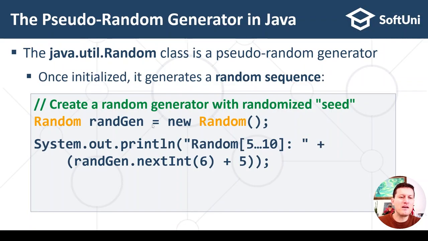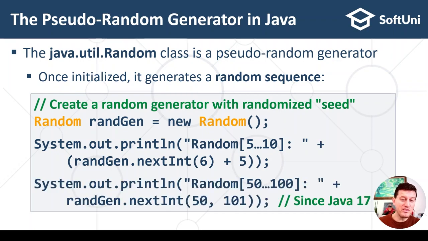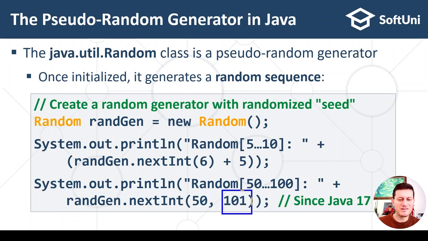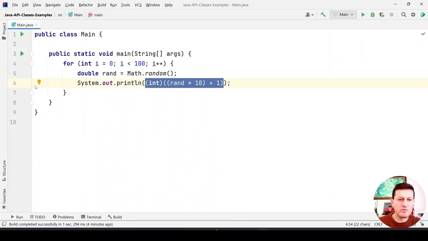And also this random generator has better formulas, it's recommended over the Java Math.random function. And this is another API where we can request from the random generator the next integer in the range from 50 to 100. So the upper bound is always exclusive. If you want to include 100 itself, we should specify 101. Okay, let me show you how this works.